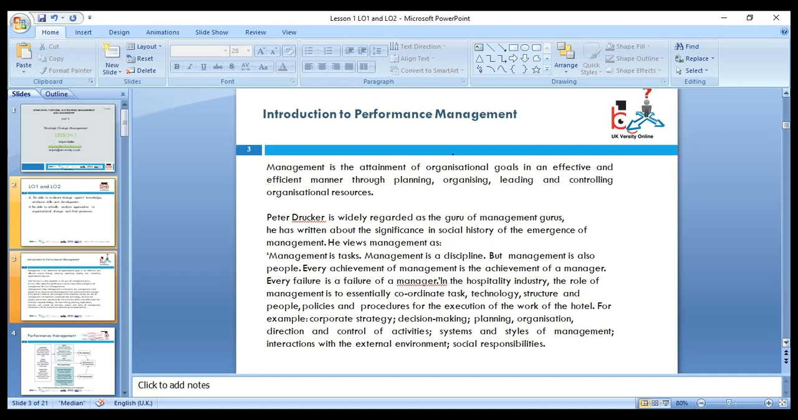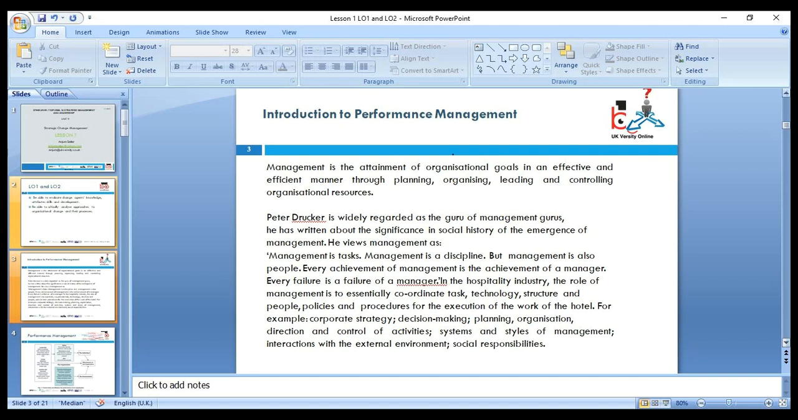Management's objective is to attain organizational goals in an effective and efficient manner through planning, organizing, leading, and controlling organizational resources. According to Peter Drucker, one of the great scholars and a guru of management, who wrote many books on management, management is a task. Management is a discipline. If we have good discipline as a manager, we can manage. If we don't have discipline ourselves, of course we can't manage others.